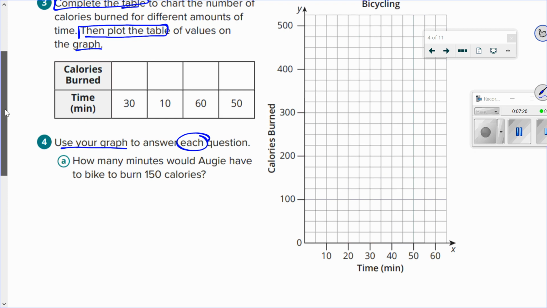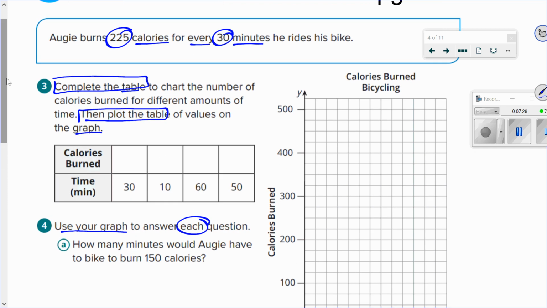Okay, for our table, they gave us our first entry. We know that at 30 minutes it was 225. So the first question I got to ask myself, how do I go from 30 to 10? That one I'm going to divide by 3. So I divide the top by 3, and I get 75.